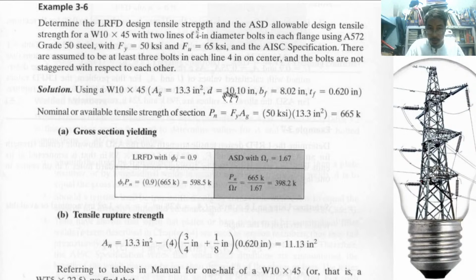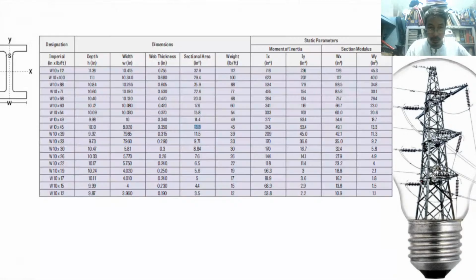10.1, that is the actual depth. And BF, TF. BF meaning flange width, and TF is flange thickness. So let us take a look at the flange width and flange thickness. There is no flange width and flange thickness listed, so we have the width. This is the flange. The width is the flange.